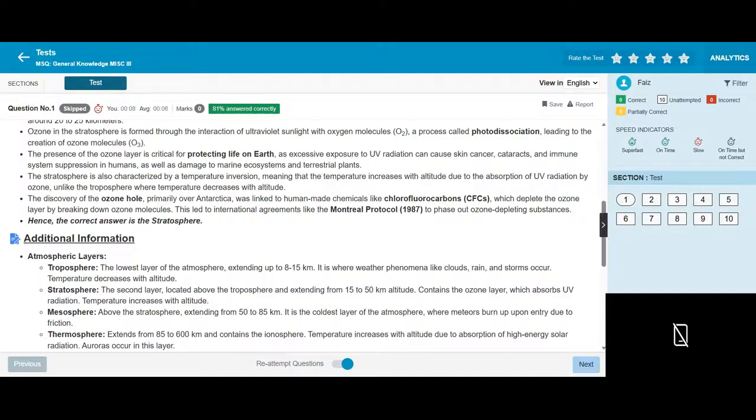can cause skin cancer, cataracts, and immune system suppression in humans, as well as damage to marine ecosystems and terrestrial plants. The stratosphere is also characterized by a temperature inversion, meaning that the temperature increases with altitude due to absorption of UV radiation by ozone, unlike the troposphere where temperature decreases with altitude. The discovery of the ozone hole, primarily over Antarctica, was linked to human-made chemicals like chlorofluorocarbons, which deplete the ozone layer by breaking down ozone molecules.